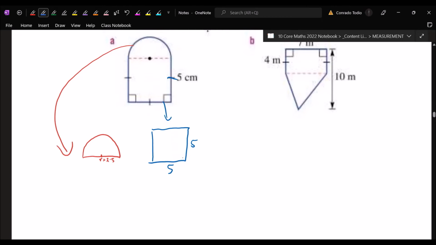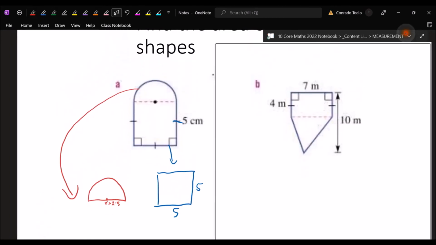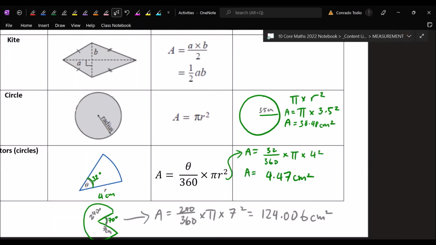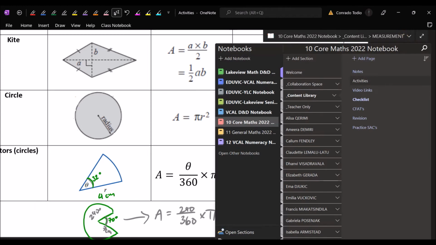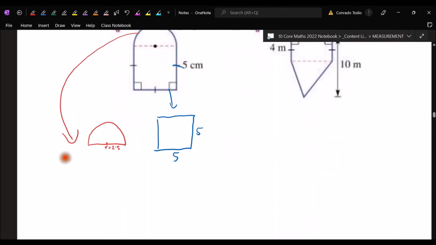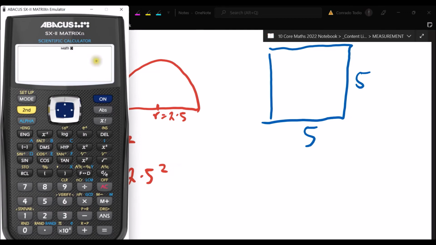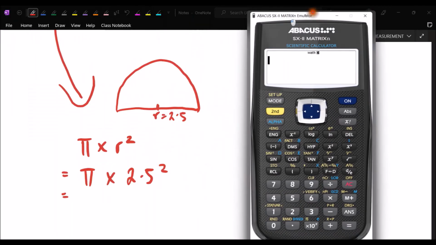Okay, easy. So now you can refer back to this, if you want, to look for the formula that you're going to need. But I don't think it's too hard to remember. So looking at this circle, the formula for any circle is pi times radius squared. Okay, any circle. So in this case, it's going to be pi times 2.5 squared.